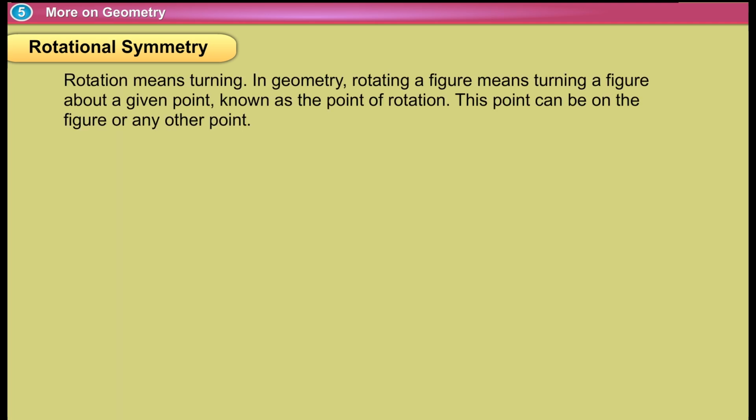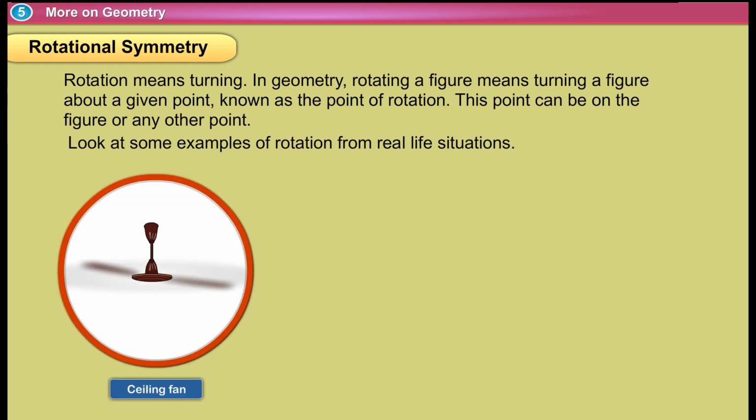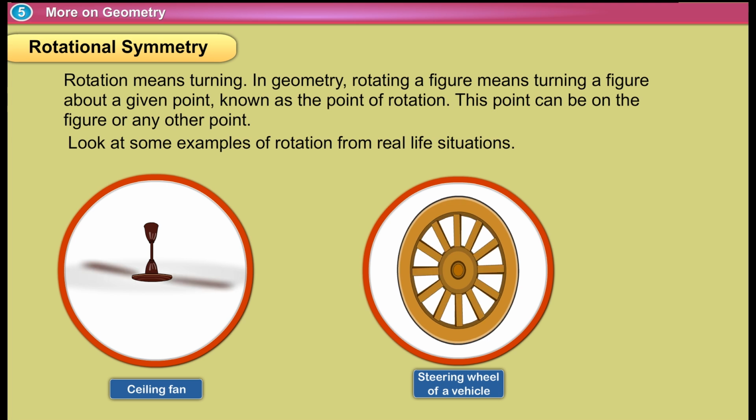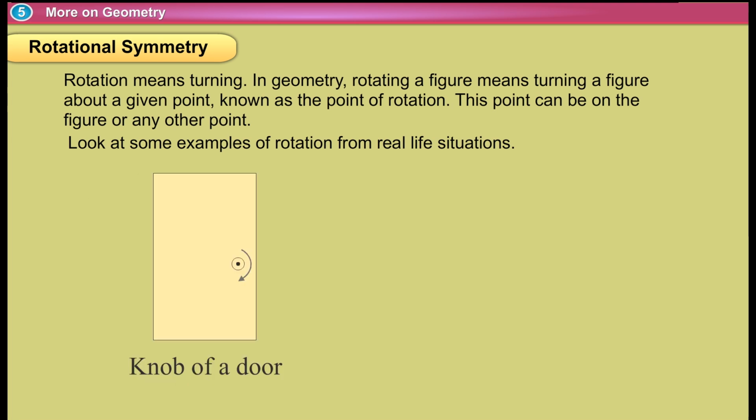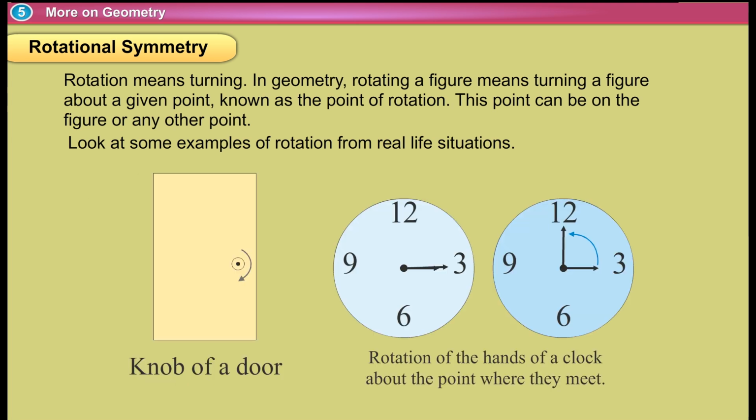Rotational symmetry. Rotation means turning. In geometry, rotating a figure means turning a figure about a given point, known as the point of rotation. This point can be on the figure or any other point. Look at some examples of rotation from real-life situations. Ceiling fan, steering wheel of a vehicle, knob of a door, rotation of the hands of a clock about the point where they meet.